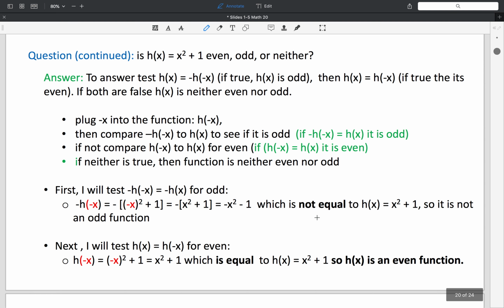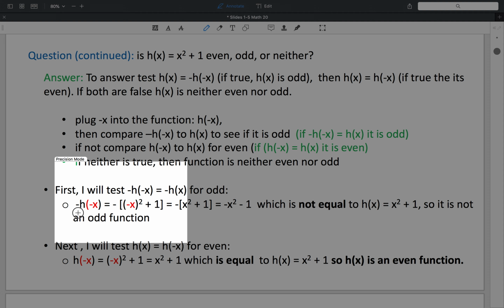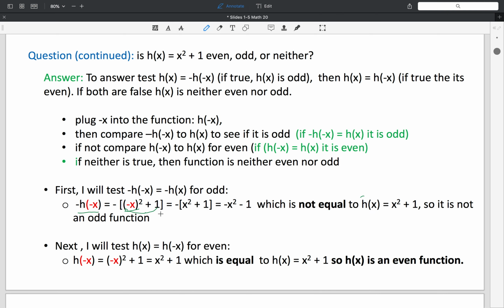Okay. Is this even or odd? So again, I'm going to do the minus: h of minus x. I plug in minus x for x squared, and I get x squared because minus times minus is positive. So again, what's between the big brackets is going to be here. Now I apply the minus sign, and I get minus x squared. That's not equal to this, so it's not odd.